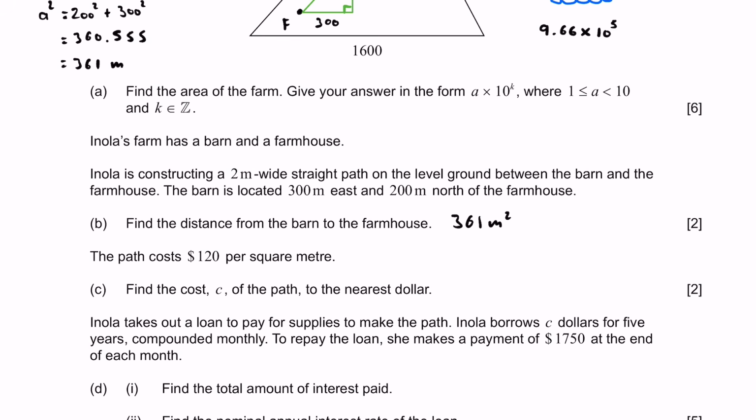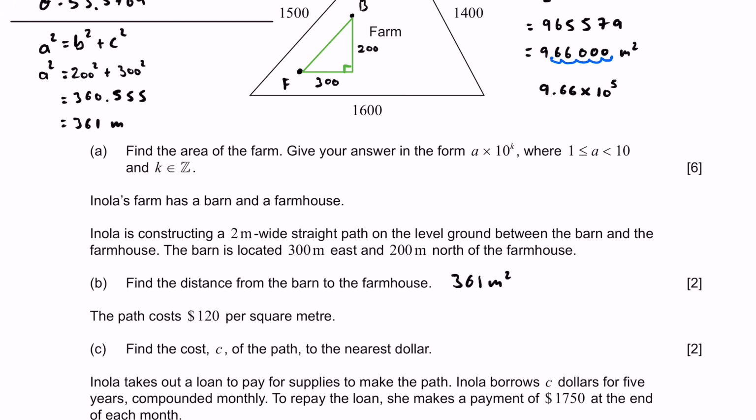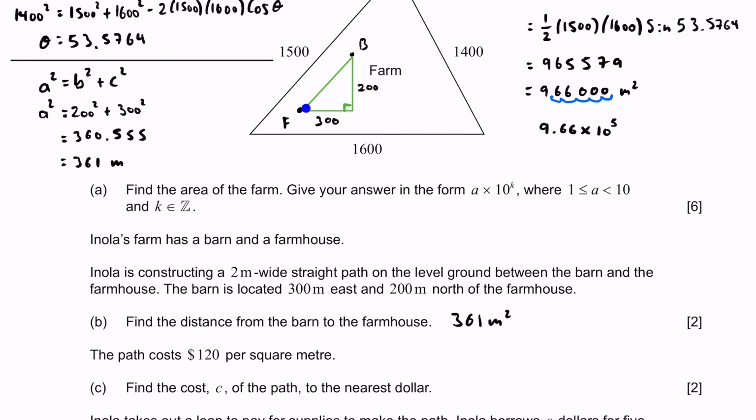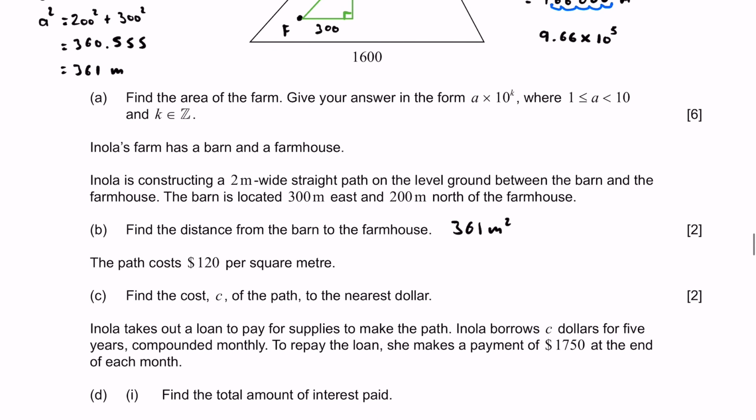Okay, kind of interesting question. First, here they asked us to find the distance from the barn to the farmhouse. So just this absolute kind of walking distance, the length in some ways. Here they're asking us to find the area. So, or I guess the total amount that it costs to make this path. So knowing that the path itself is 2 meters wide, that we have the length, and it costs $120 per square meter, how much would the path cost?